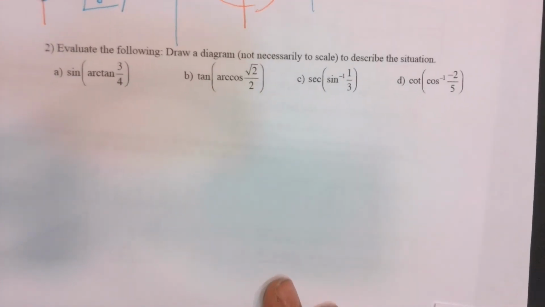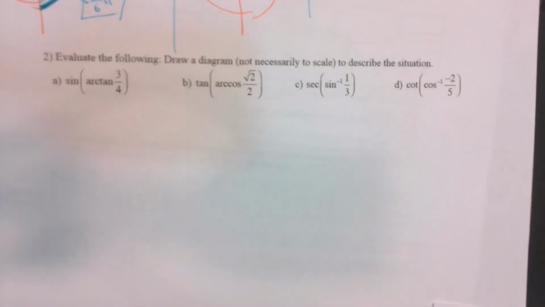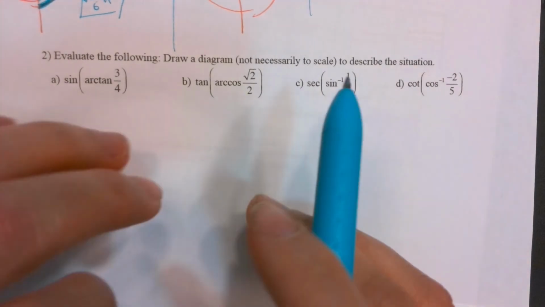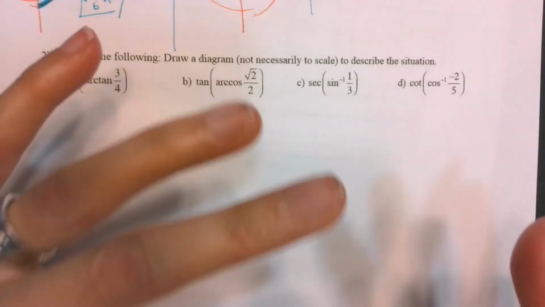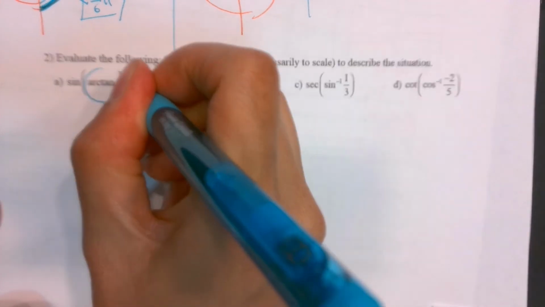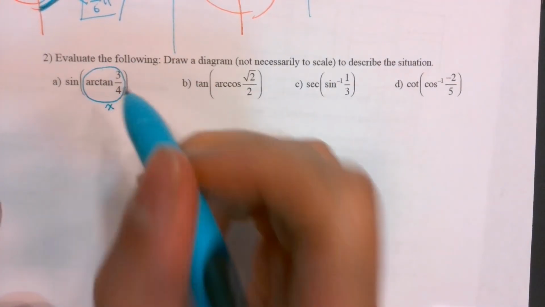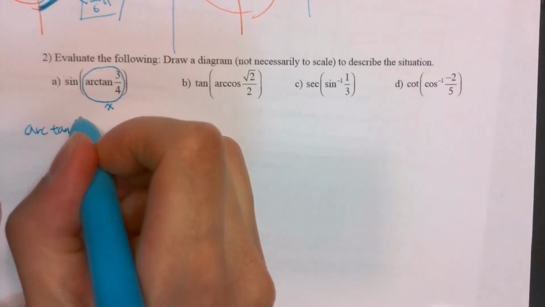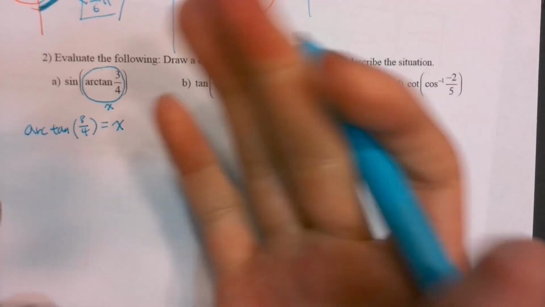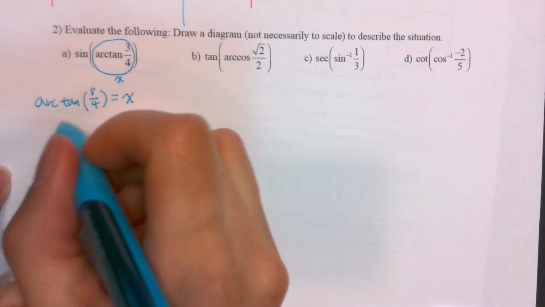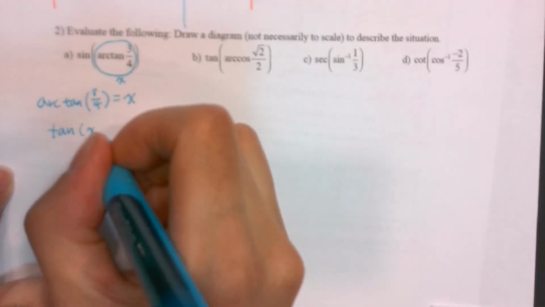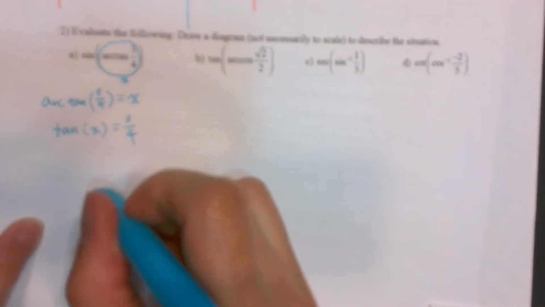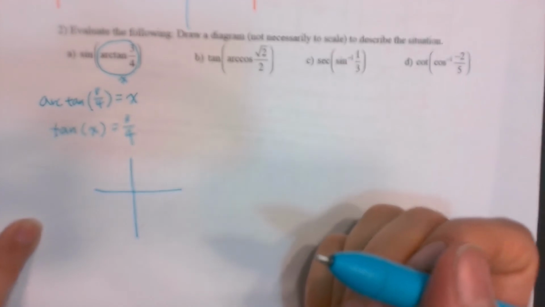Second part, evaluate the following, draw a diagram to describe the situation. So we're going to do inside, outside. You start from the inside. Right there, I'm going to let that equal to x. Are we good so far? Okay, so arc tangent of 3/4 is equal to x. The variable does not matter, you can use whatever you want. This means tangent of x is equal to 3/4. Are you good? All right, now we are going to draw a triangle.